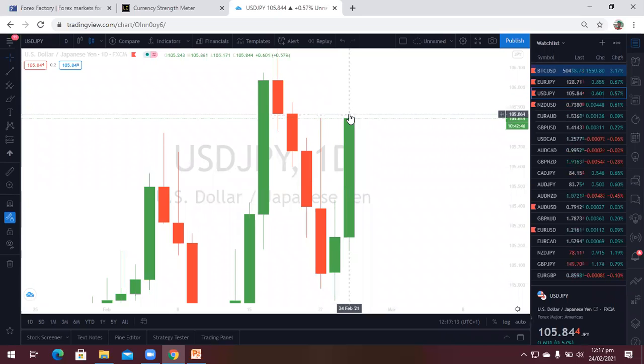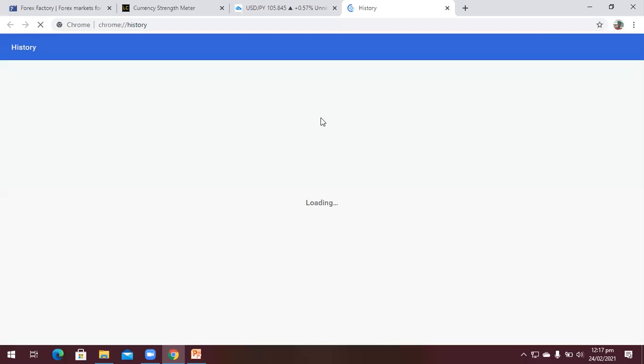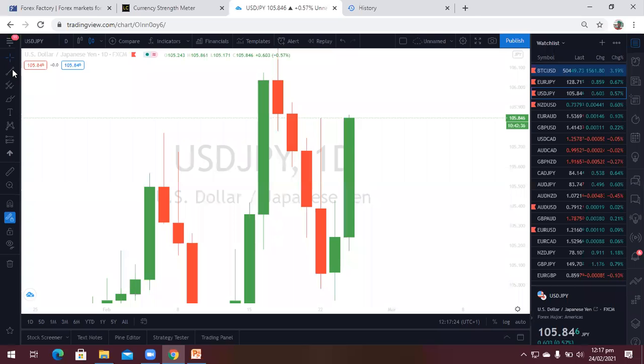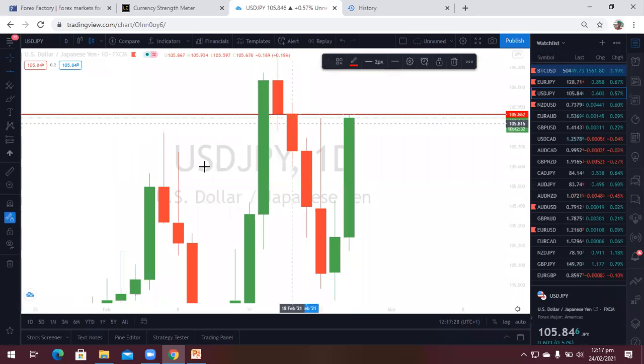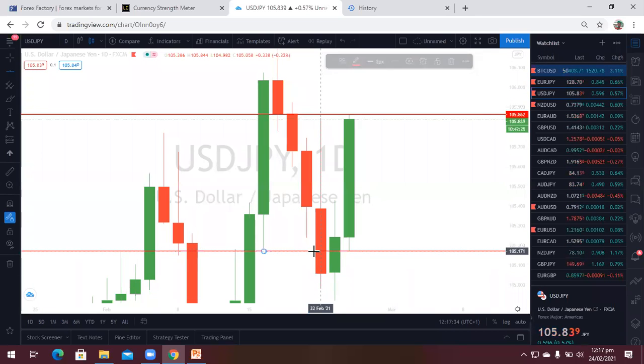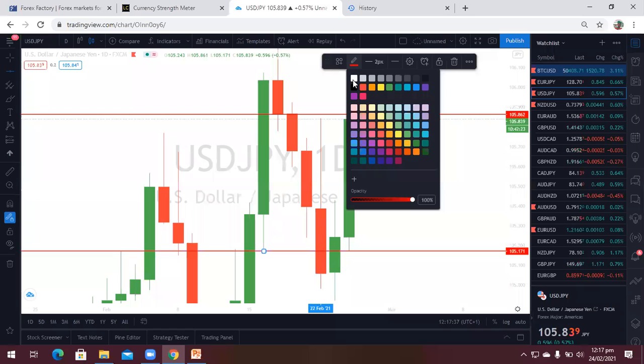The first thing you want to do is mark the top of the candle, which is the wick. You mark that. Sorry, you mark this first. How do you mark it? You come to your horizontal line, you click on this, you mark that out. I'd love it to be red. And then you mark the lowest bottom, the tip of the wick. I'd love this one to be green, right?